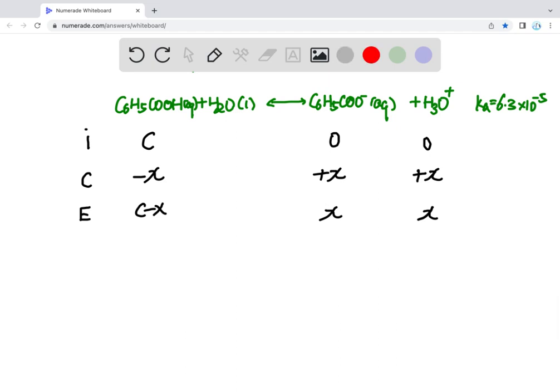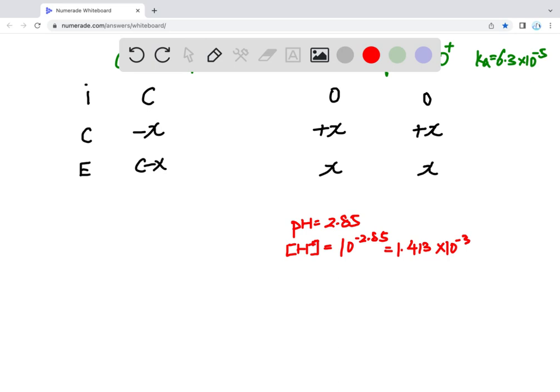So the question tells us the pH is 2.85 when the equilibrium is reached. So once we know the pH, we actually can know the concentration of the proton or the hydronium, which is 10 to minus the pH, 10 to minus 2.85. So that's about 1.413 times 10 to minus 3.